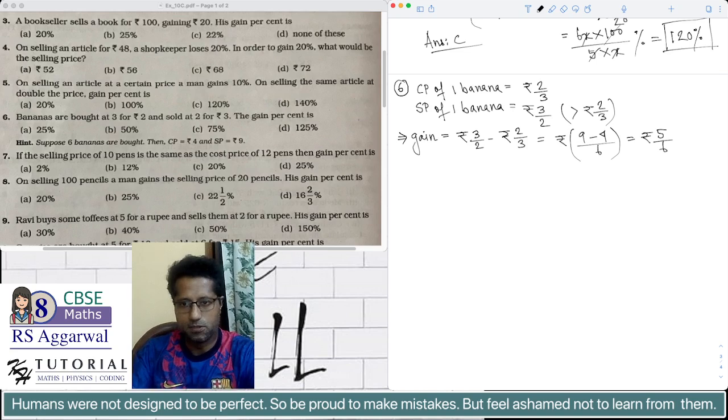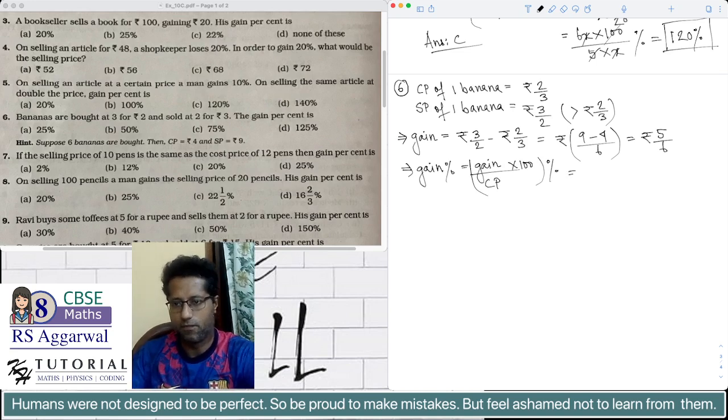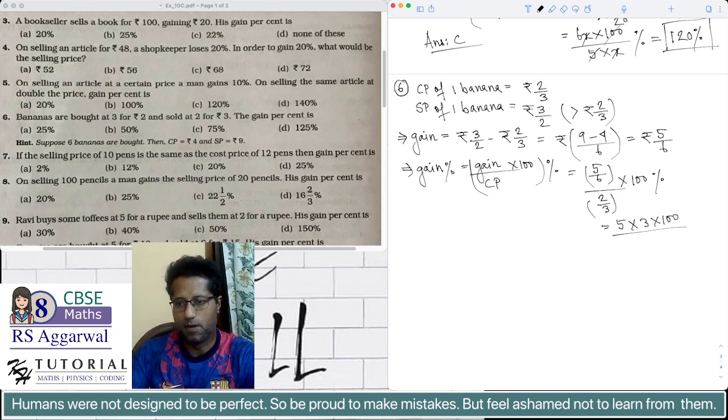So it has asked the gain percent. Therefore, gain percent will be equal to gain, that is the gain on one banana, divided by the cost price of one banana, multiplied by 100. This is equal to the gain on one banana we have found to be 5 by 6, and the cost price of one banana is 2 by 3, and we have multiplied by 100 for the percentage. After simplification this is 5 multiplied by 3 multiplied by 100 divided by 6 into 2.